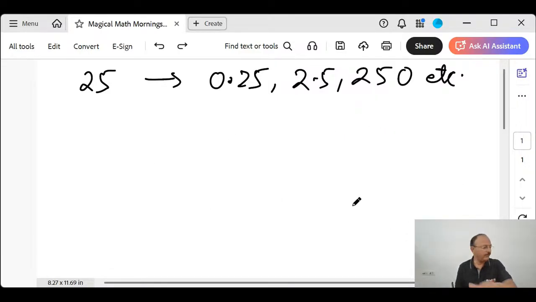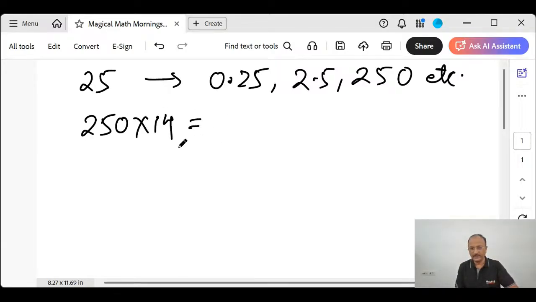Let's try some other numbers. Suppose I give you 250 into 14. How do you do this? In such questions, I will rewrite this as 25 into 140. Understood? Isn't it same? The 0, I will shift it to the other number. That's it. It is as same as this.